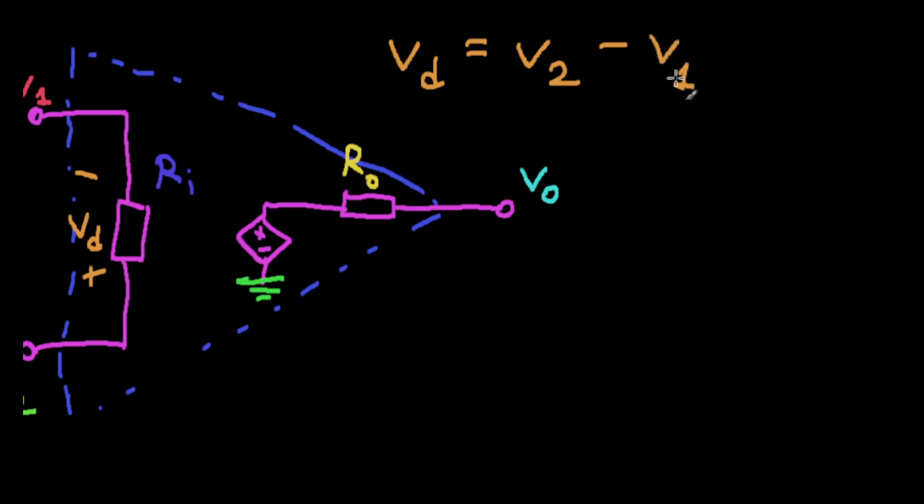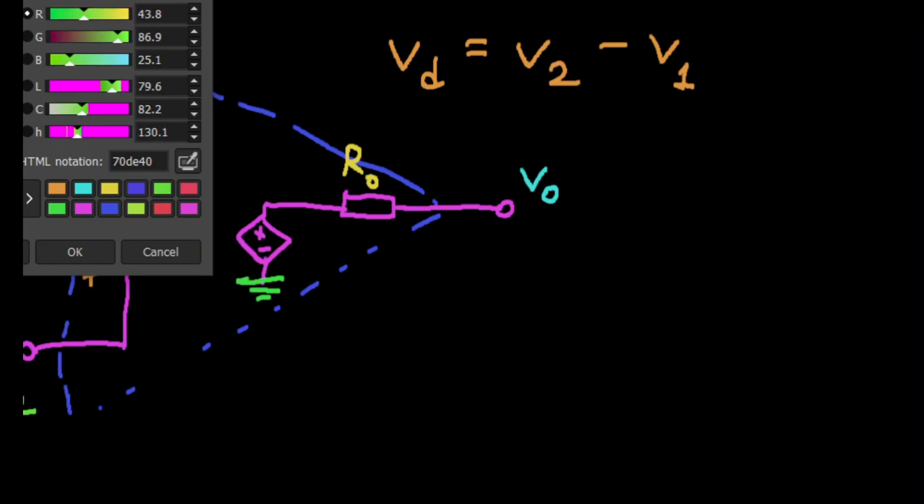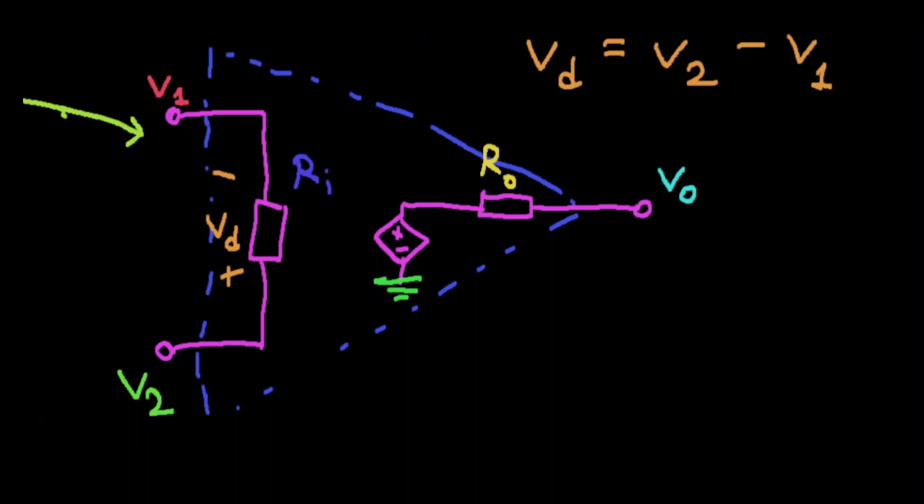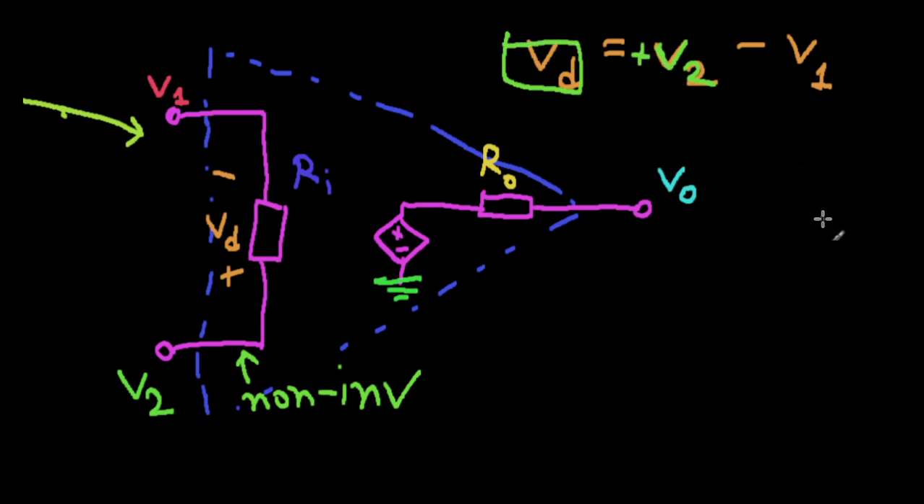And now this is exactly what I was waiting for. This is the reason why your inputs are named as so. Remember, V2 was the voltage at your non-inverting input, right? This was the non-inverting input, and it is because in this VD, this is actually plus. We keep it just as it is.